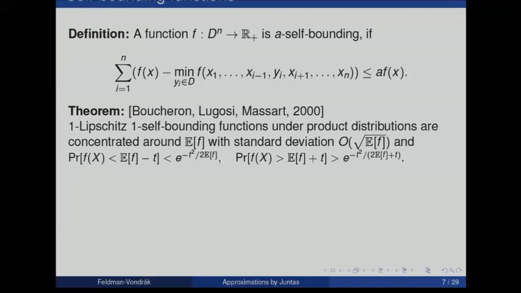So these functions are really interesting because they satisfy the following concentration property. They basically satisfy the same Chernoff bound that sums of independent random variables would satisfy. In particular, the concentration is dimension-free. That's a very powerful property of this. So no matter what the number of variables, the value, if the function is 1-Lipschitz, will be concentrated around the expectation in a window which is roughly square root of the expectation. And the tails are like this. There's some asymmetry there.